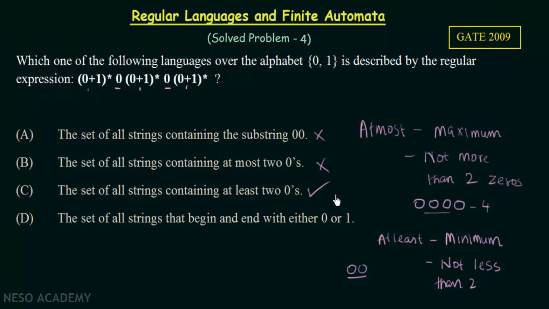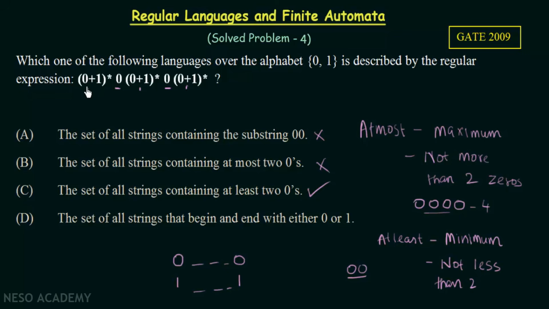Now we have got the right option, but anyway, let us just discuss the last option that is given as well. So it says the set of all strings that begin and end with either 0 or 1, which means that if a string begins with 0, it has to end with 0. And if the string begins with 1, it also has to end with 1. So that is what it means by this last statement. But let us see if this is true or not.